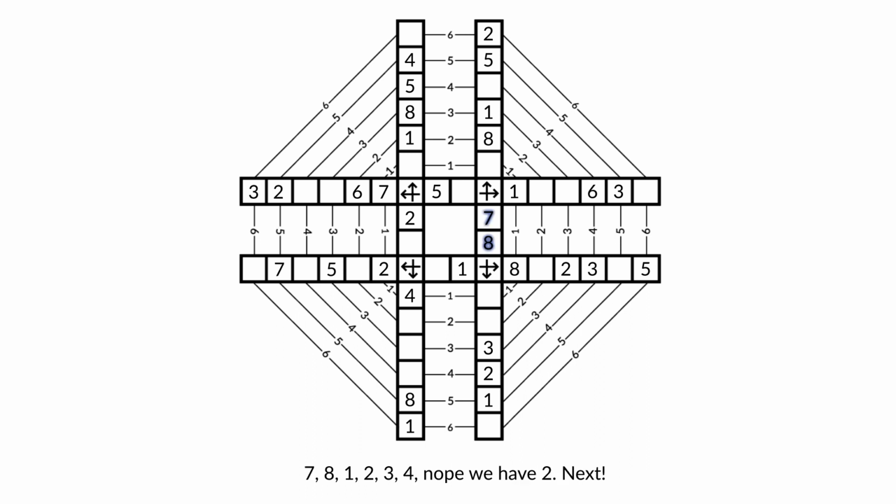7, 8, 1, 2, 3, 4. Nope, we have 2. Next. 2, 3, 4, 5, 6, 7, 8, 1. I think we have it. But first, let's check the other 4 unchecked lines. Feel free to always mark that line with the abbreviation HT, meaning high tide.